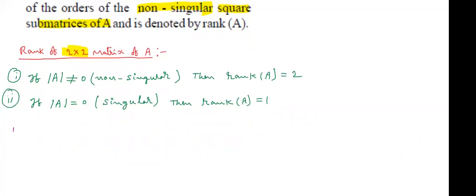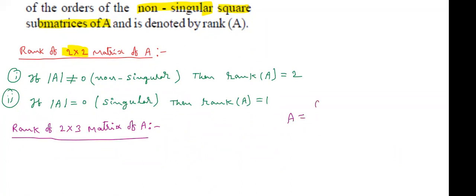Next, rank of a 2 by 3 matrix A. A 2 by 3 matrix is a rectangular matrix, so we want to eliminate one column. See, one example I will write here. A 2 by 3 matrix: 1, 2, 3, 4, 5, 6. This is a 2 by 3 matrix.